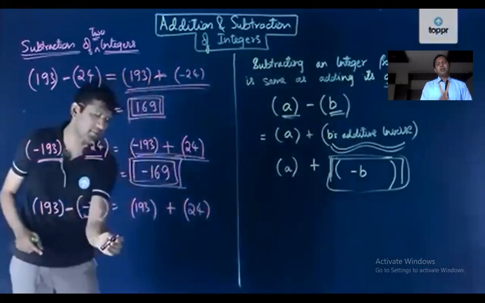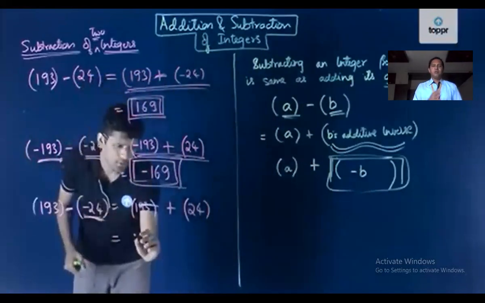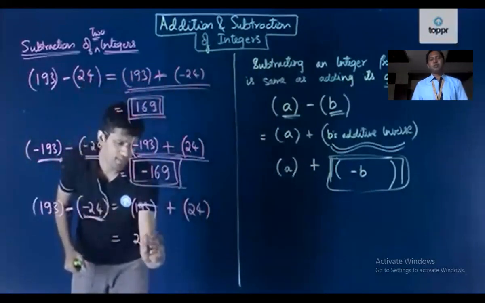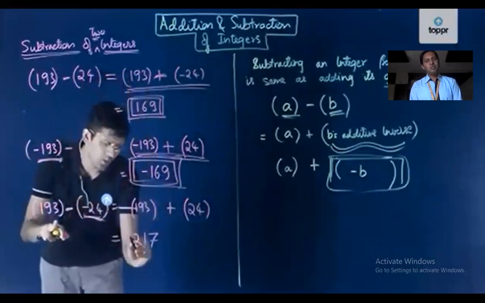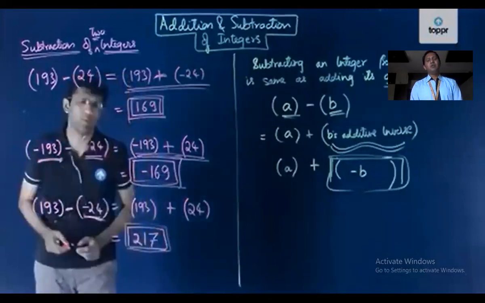Now this is the simplest question ever. We find it out through addition. 193 and 24 added, the answer is 217. Both the numbers are positive, so the answer will remain positive.